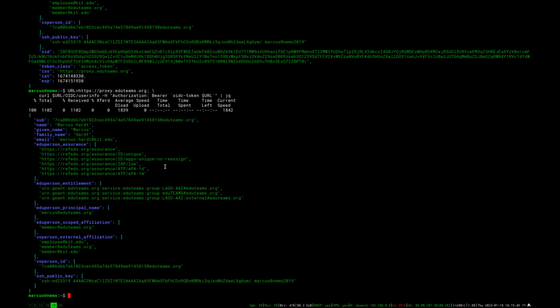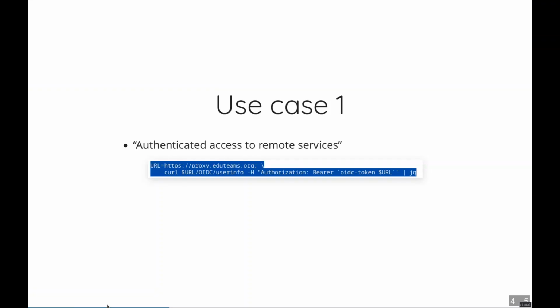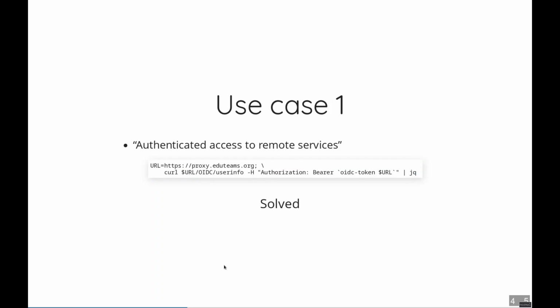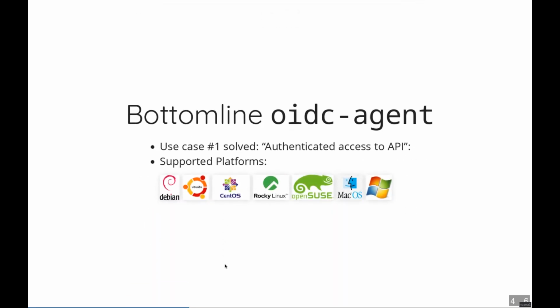And here you see all the information that is stored about my token at the OP. It's again the assurance, my subject, my name, the entitlements, and so on. With this, we can consider use case number 1 solved. OIDC agent is supported on a variety of platforms. This is a couple of Linux distributions, but also macOS and Windows.